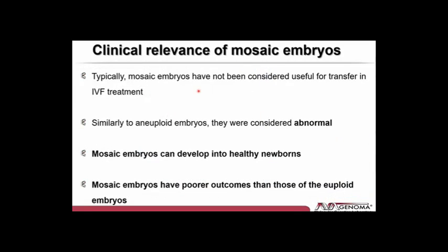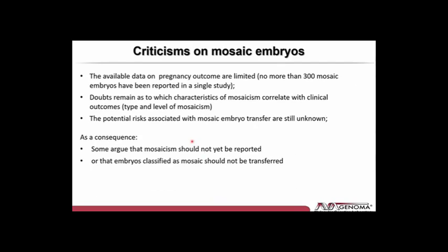Usually, mosaic embryos have not been considered for transfer. This is because they were deemed abnormal. But now we know that mosaic embryos can develop into healthy newborns, and we also know that mosaic embryos have poorer outcomes than those of the euploid embryos.